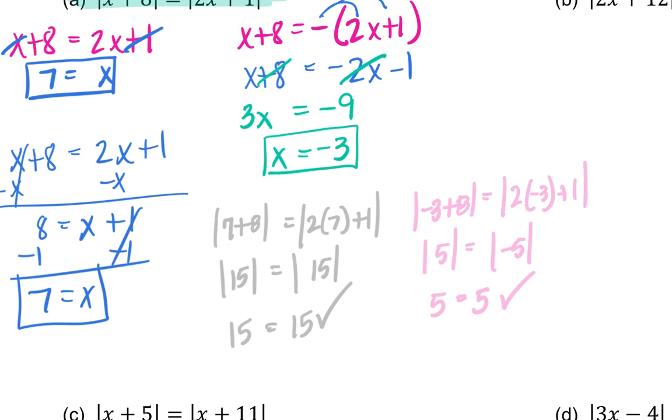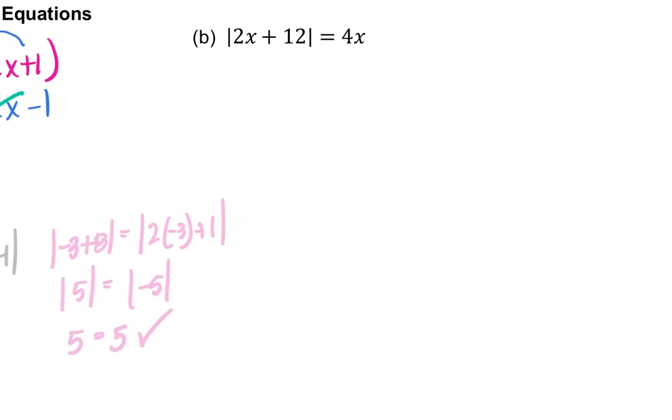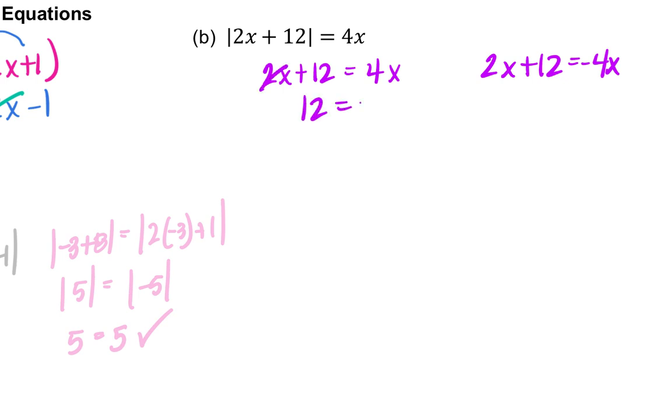All right, let's move on. So now I have 2x plus 12 equals 4x. So this is going to be 2x plus 12 equals positive 4x, and 2x plus 12 equals negative 4x. So subtract the 2x, and that gives me that x is 6.